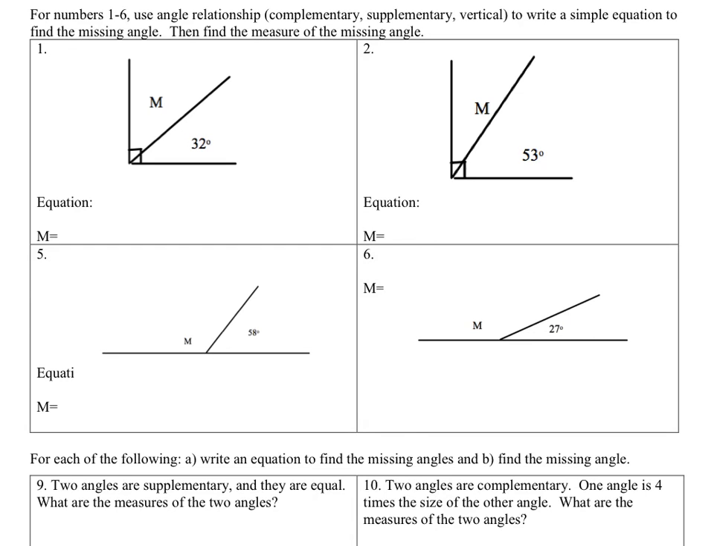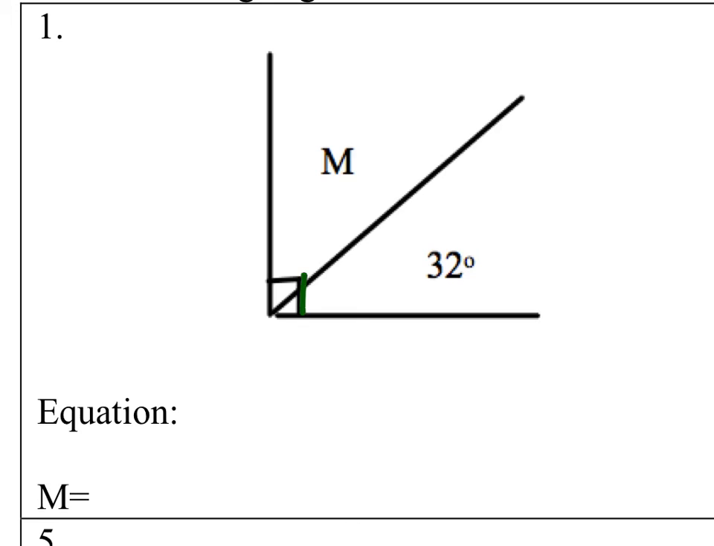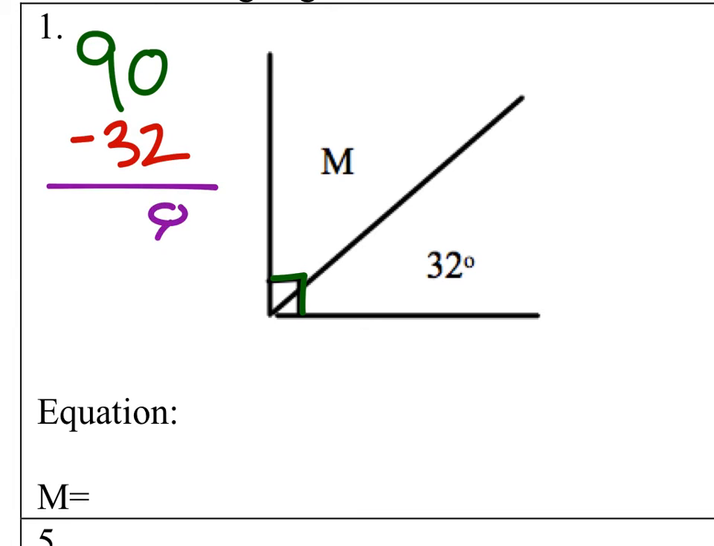90 minus 32. For numbers 1 through 6, use angle relationship, complementary, supplementary, vertical to write a simple equation to find the missing angle. Then find the measure of the missing angle. Since this is 90 degrees, that makes the relationship complementary. So we got 90 degrees. One of the angles is 32 degrees. So that would give us 48 degrees. No, 58. 58 degrees would be M.